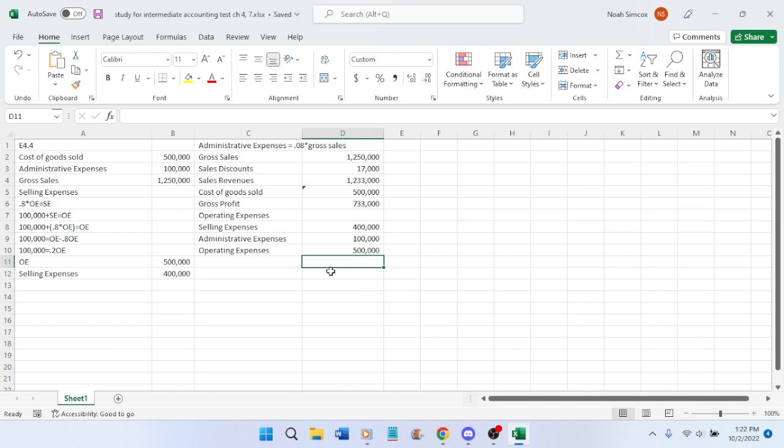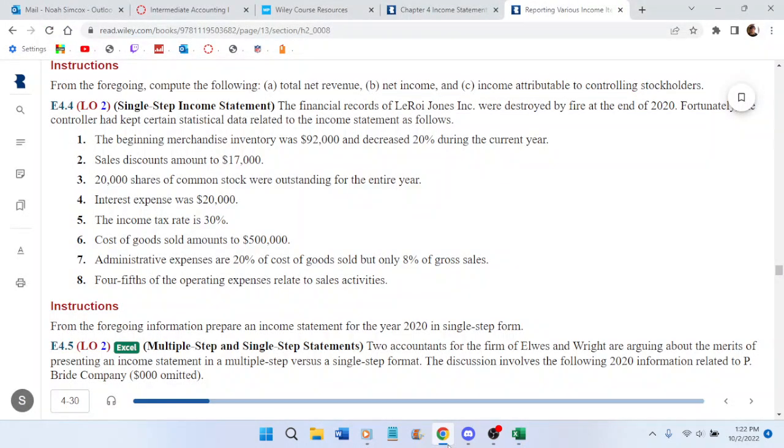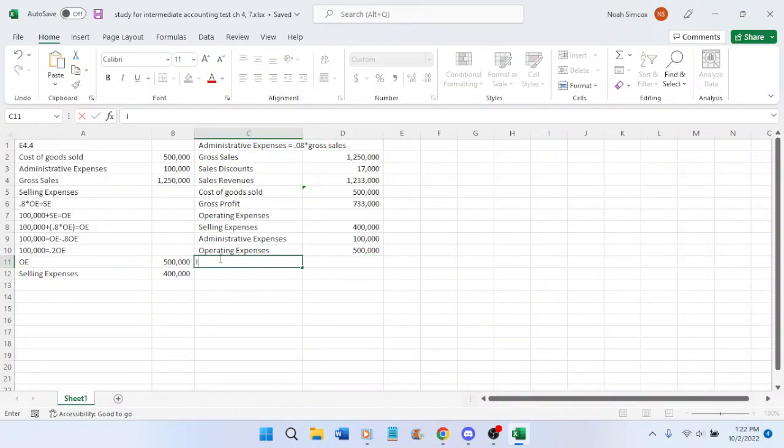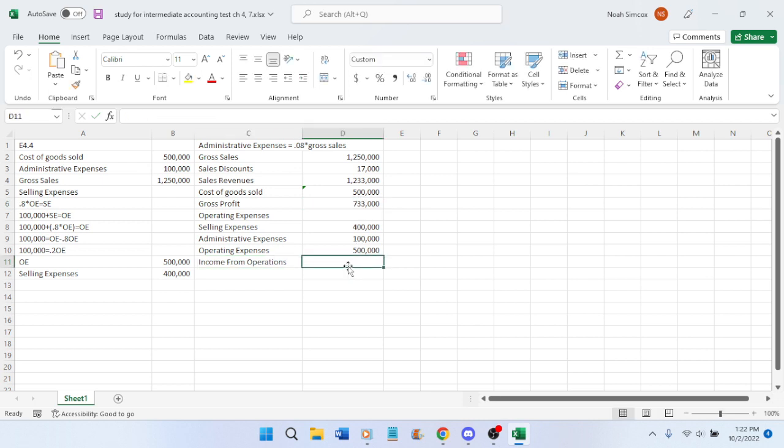So now that we have operating expenses, is that it for operating expenses? Do we include interest expense? No, not in operating expense. So income from operations would be equal to gross profit minus operating expenses. So that's that.